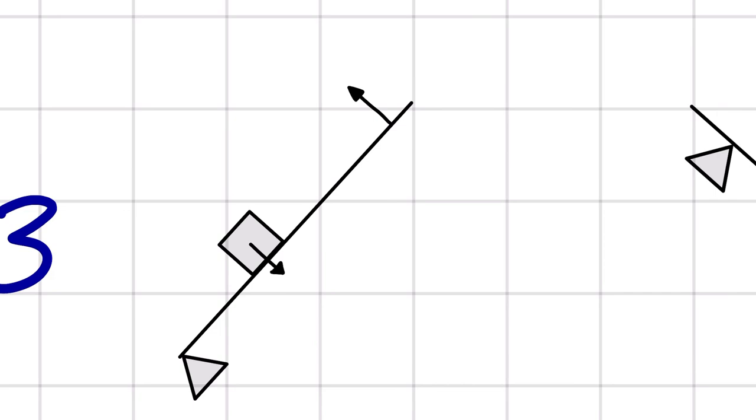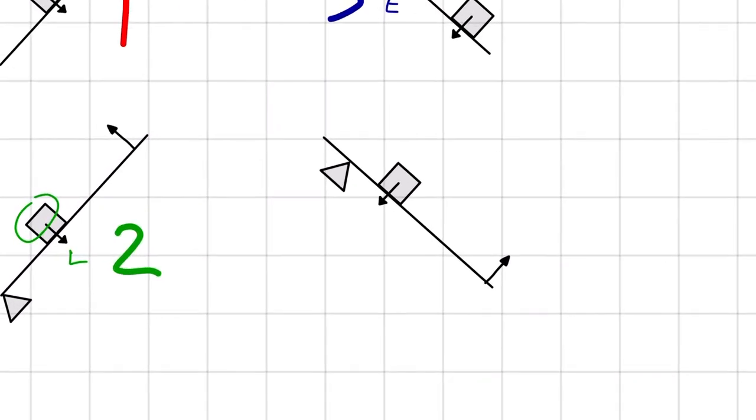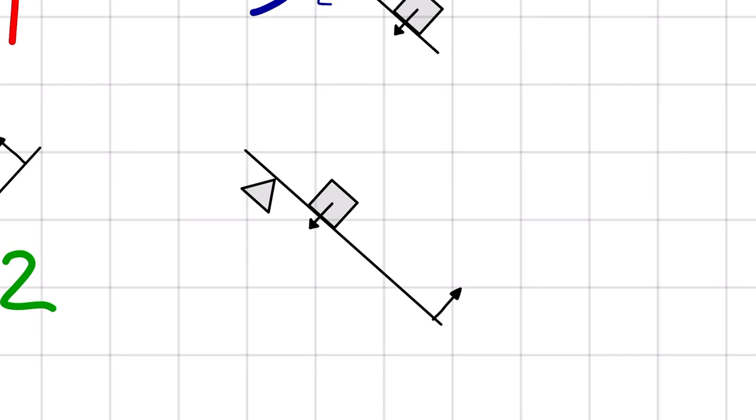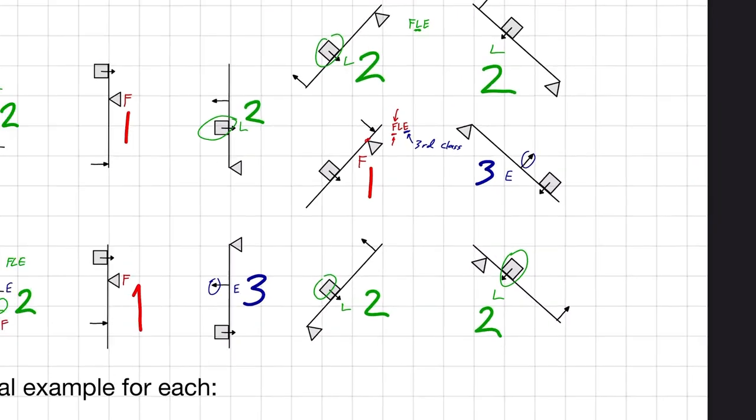In this lever, our load is in the middle, so it's going to be a second class lever. And then finally, this last example, we have, again, the load in the middle, so it is a second class lever.